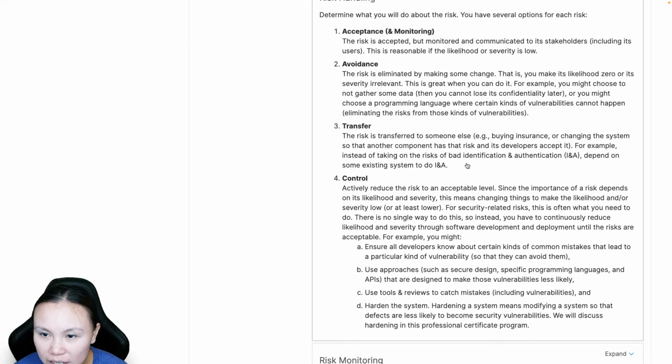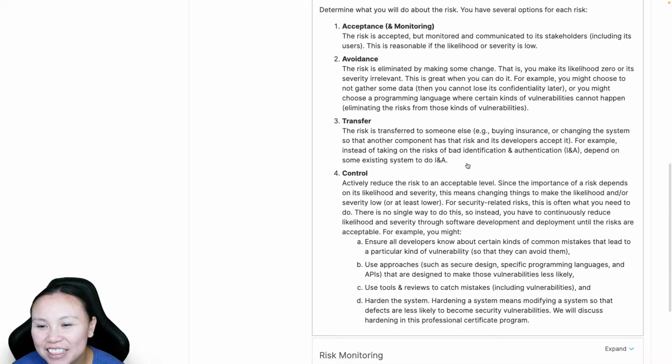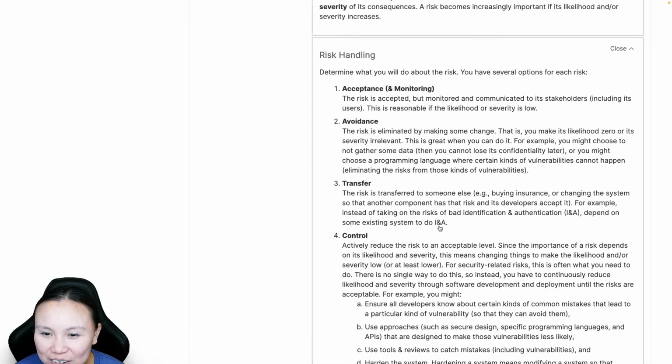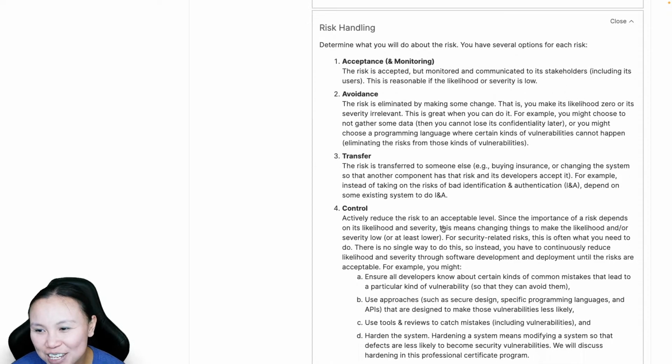Changing the system so another component has that risk, and developer accepts it. This is very interesting as one of the ways of handling it. We are not saying whether it's good or bad, but this is one of the ways you can handle it, is to transfer to someone else.